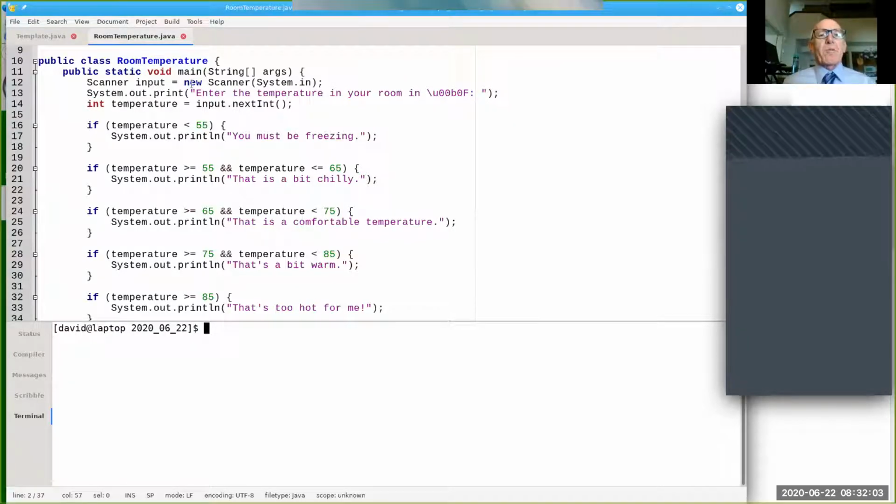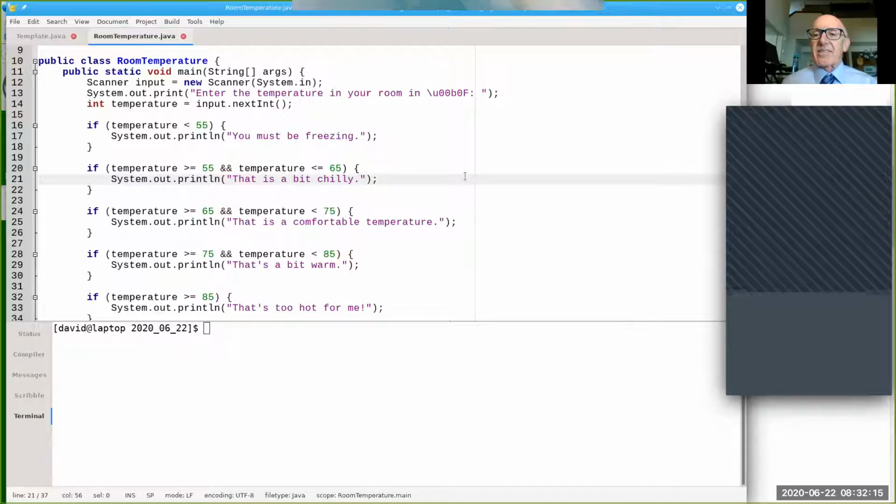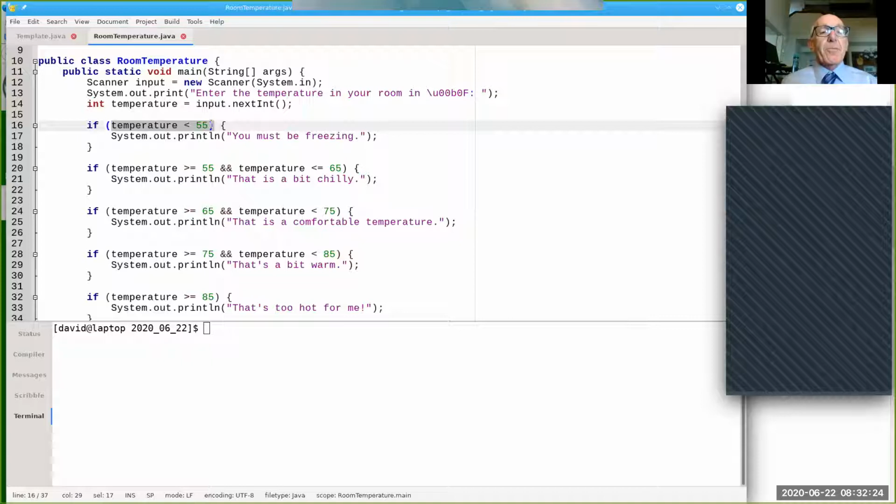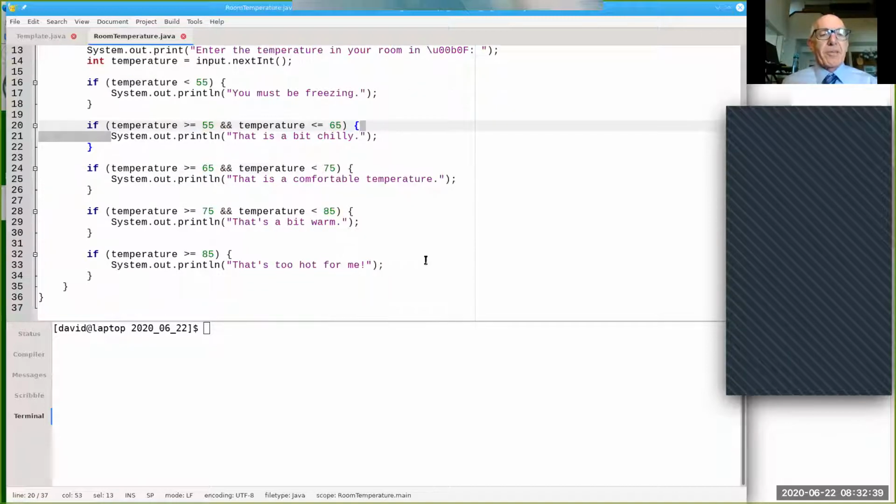Okay, so here's a program where you're asked to enter the temperature in your room in degrees Fahrenheit. By the way, is the text large enough or do you need it larger? Okay, and we read the temperature. Now this is done with separate if statements. If the temperature is less than 55, you must be freezing. Next if statement, if it's greater than or equal to 55 and less than or equal to 65, it's chilly. So I have 1, 2, 3, 4, 5 different if statements. And there's nothing wrong with this. This is going to work.